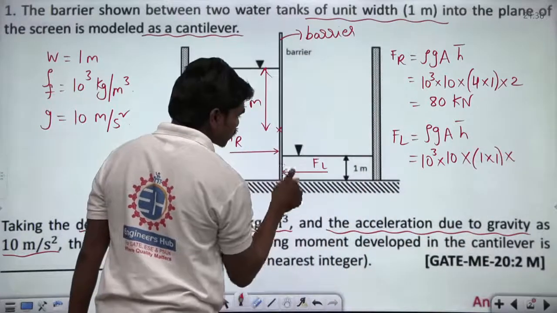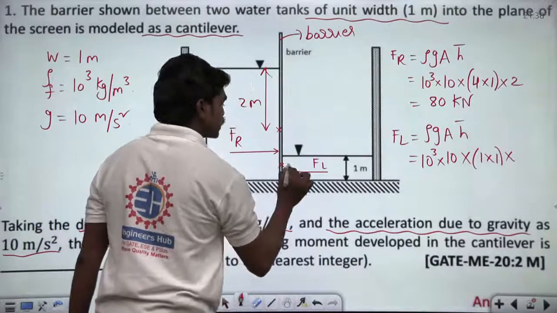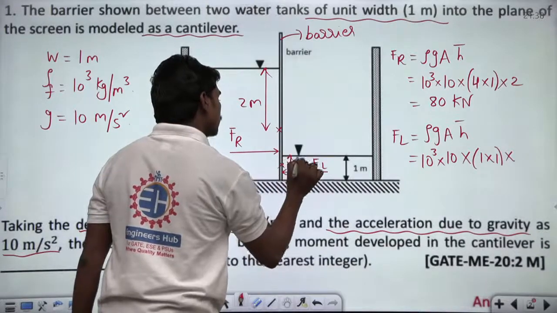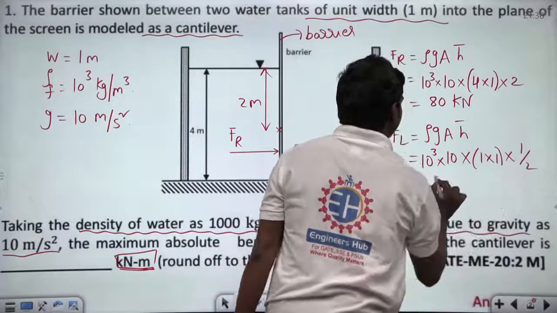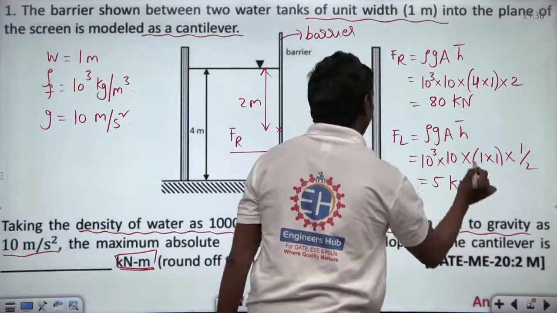So for this particular portion, the centroid lies somewhere here. This distance will be 1 by 2 because the total is 1. So when this is 1 by 2, we have this, which means this is 5 kilonewtons, correct? So this is 5 kilonewtons.